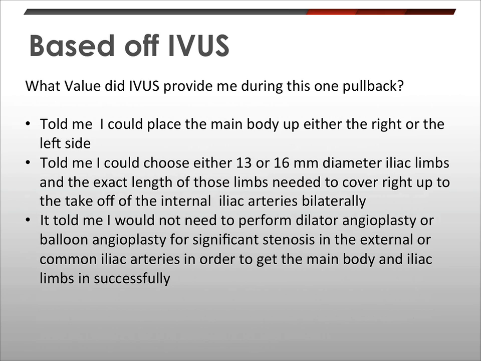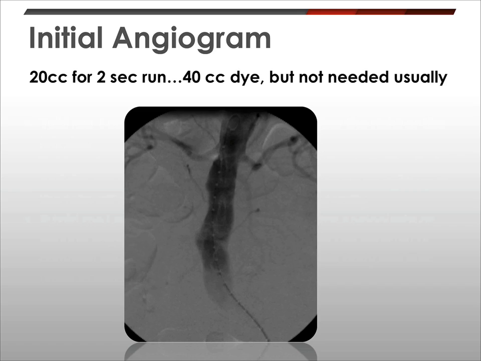It told me I had a choice of using either a 13 or a 16 millimeter diameter iliac stent graft limb, and the exact length of those limbs needed to cover right up to the takeoff of the internal iliac arteries without any dye load being used. And it also told me that I did not need to perform any sort of dilator angioplasty or balloon angioplasty for any significant stenosis in the external or common iliac arteries in order to get the main body of the device in successfully. The next slide shows my initial angiogram.